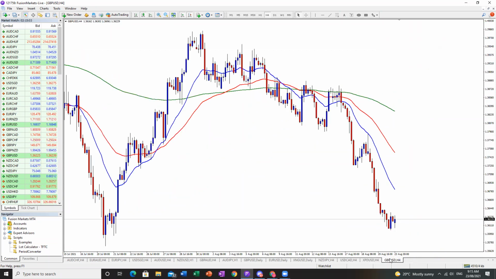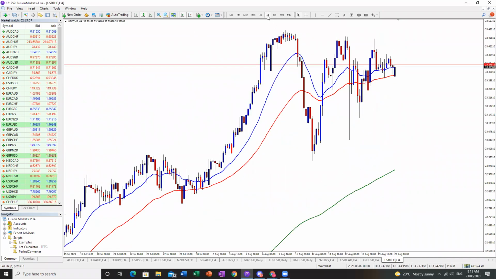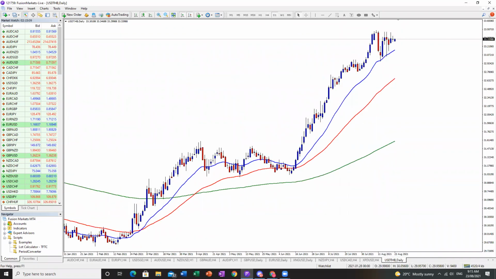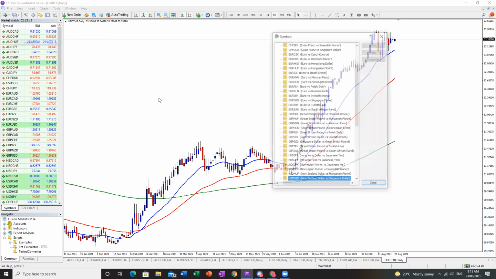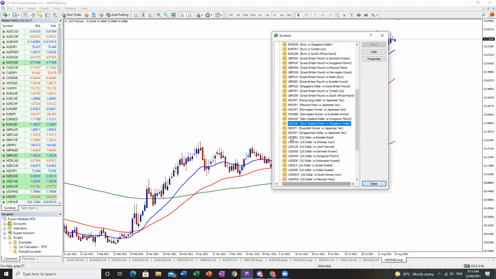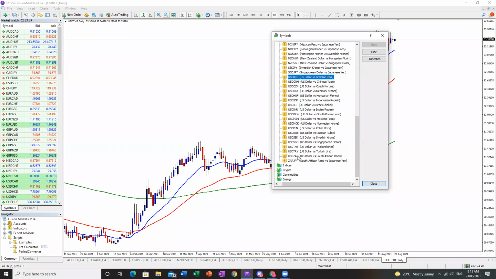Pound US dollar and US dollar Thai baht. Did you say Thai baht? Is that what you said? Yeah. The only thing with this one, what are the swaps? Where is it?